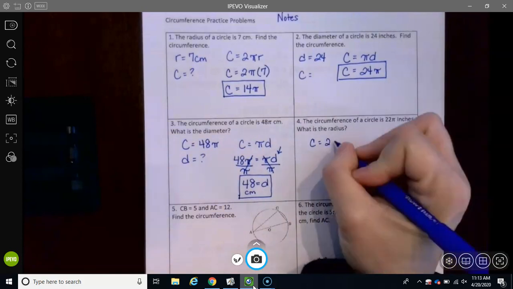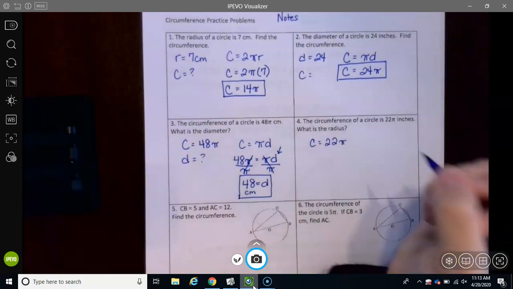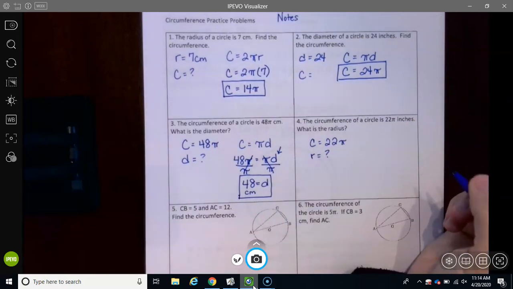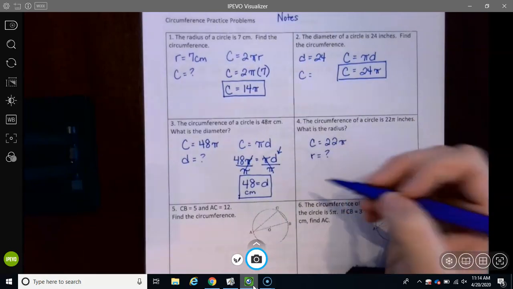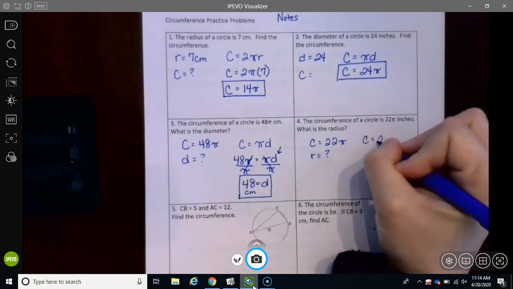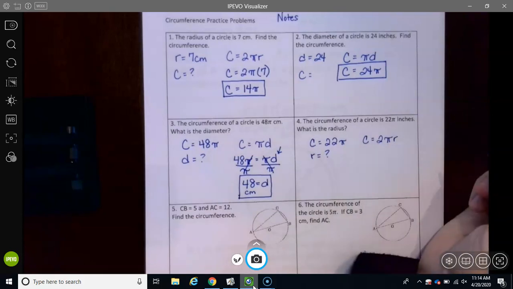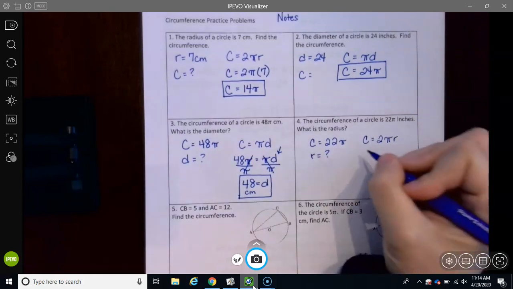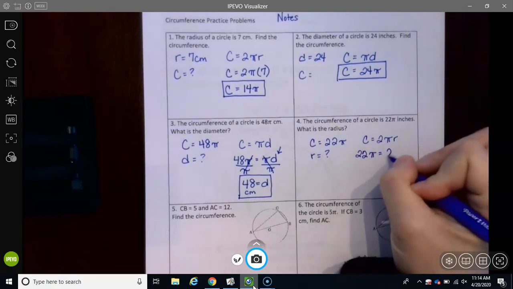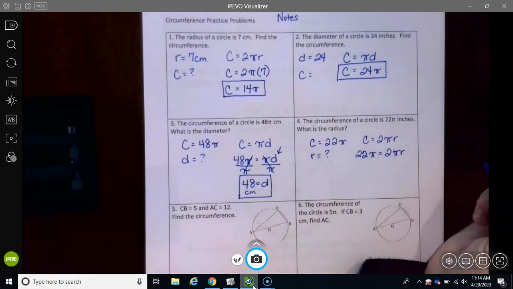So always list what they give you and what you're trying to find, and just put a question mark with what you're trying to find so you have an idea of, well, what formula do I need to use then? I need to use the one that involves C and R for circumference and radius. So circumference equals 2 pi R, or 2 pi radius. Plug in what you know, substitute in what you know, and solve for what you don't.